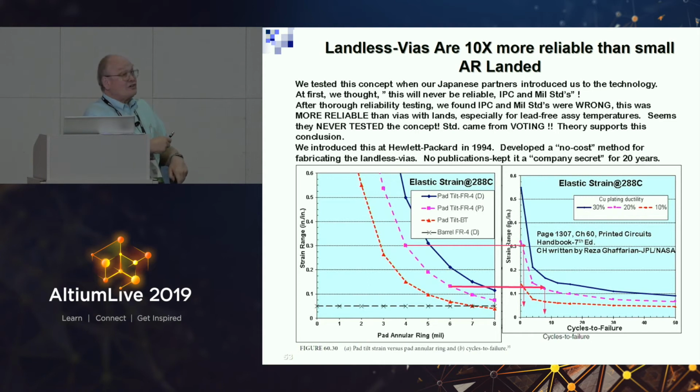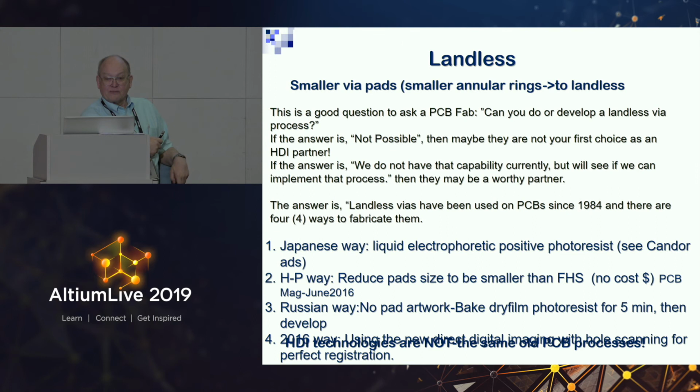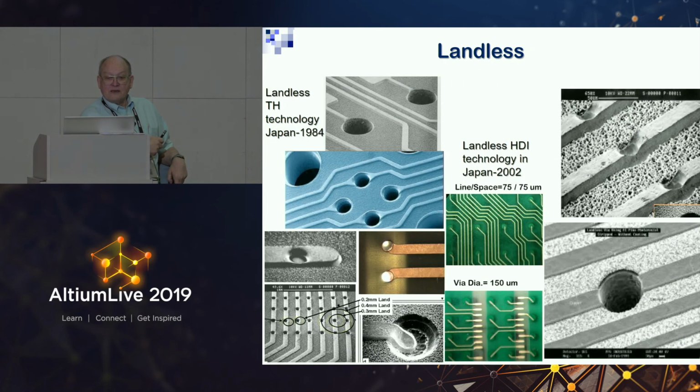But this is the explanation of why landless vias are 10 times more reliable; you can get the technical paper for this. This is from 1986 from the Japanese. This is the electrophoretic resist used in North America. This is what I call an invisible via. The 100-micron traces have 100-micron vias in them.